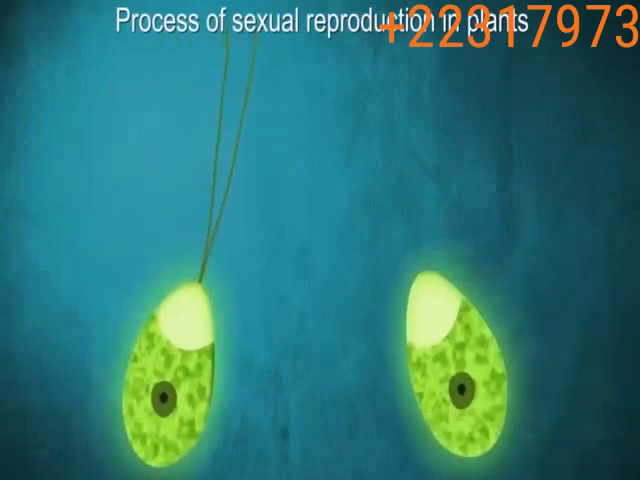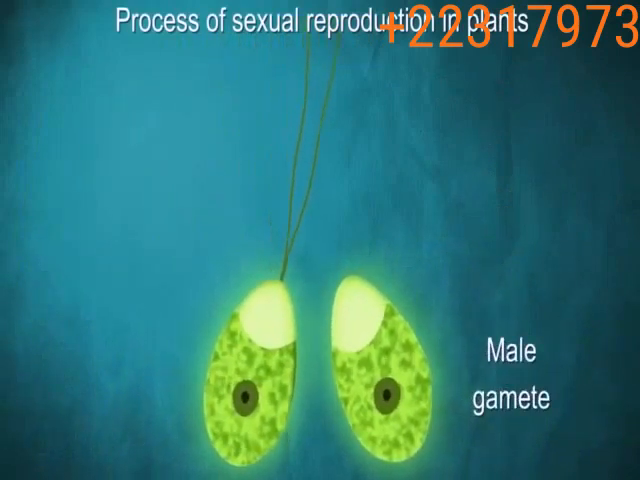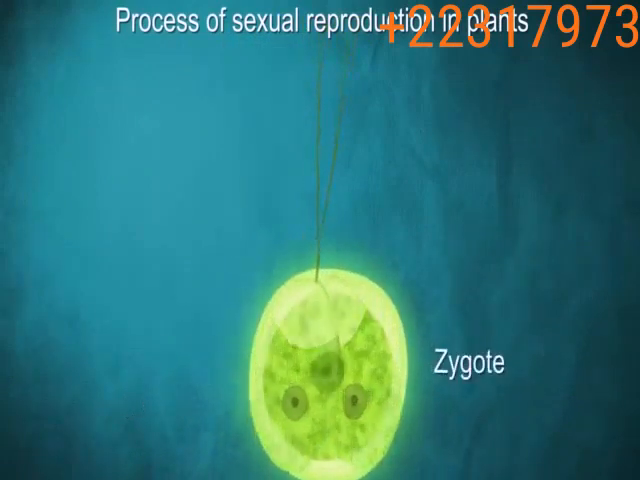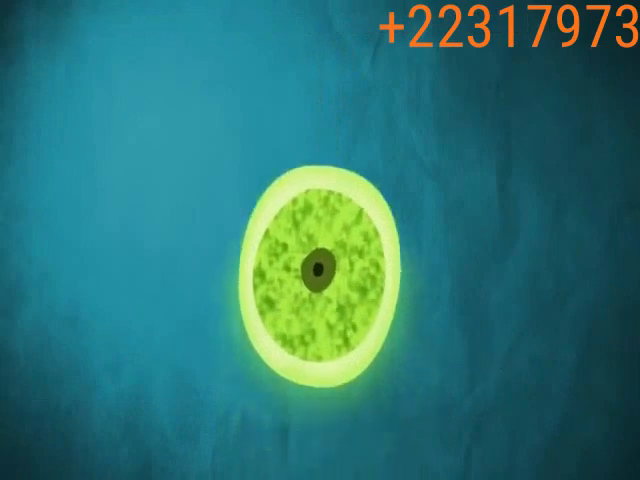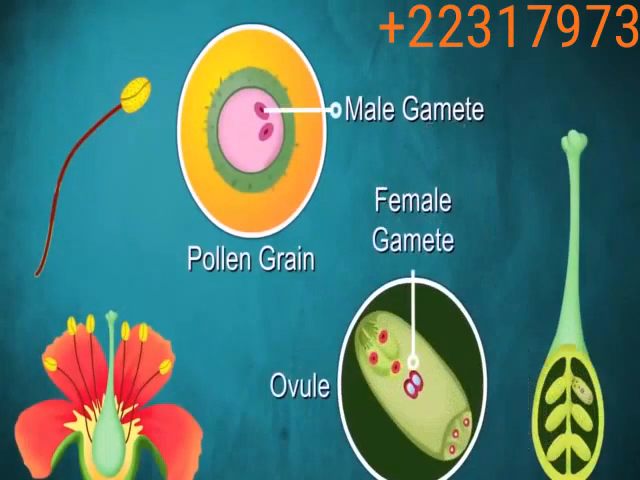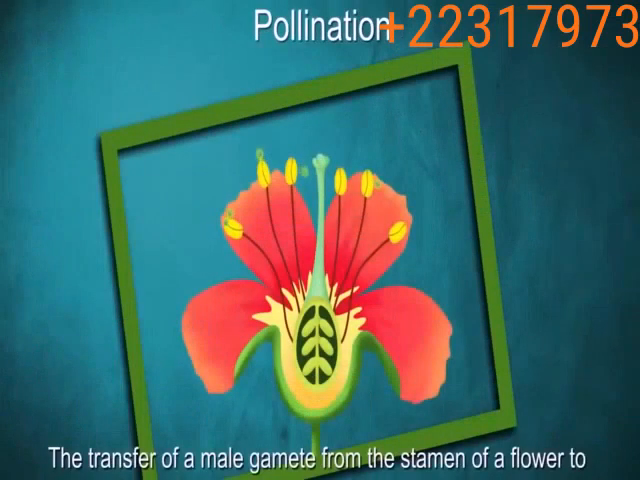Now, for fertilization to take place, the male and the female reproductive cells must fuse to form what we call a zygote. Now, in order for this to happen, pollination must take place. Pollination is the transfer of pollen grains from the anthers to the stigma.